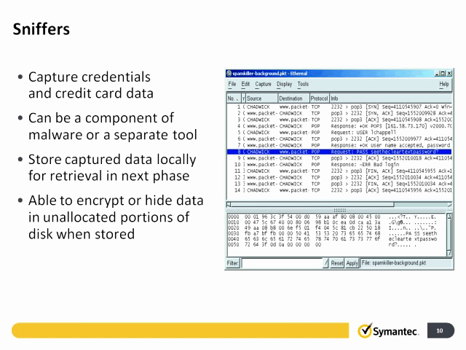Cyber criminals also use sniffers in the capture process. In the context of the capture phase, sniffers are used to capture credentials and credit card data over the network. As with keyloggers, they can be a component of malware or a separate tool. Data obtained from sniffers is typically stored locally on the file system of the compromised system and retrieved later. To hide the data, cybercriminals will use methods to hide these files in unallocated portions of the disk.